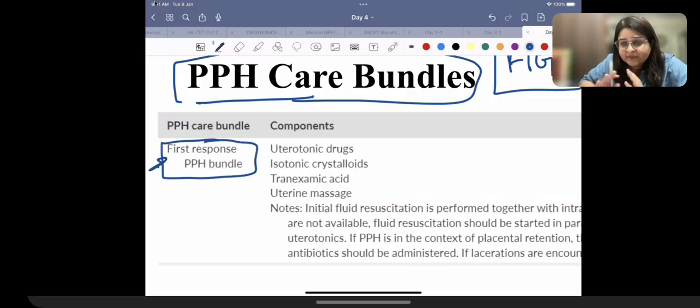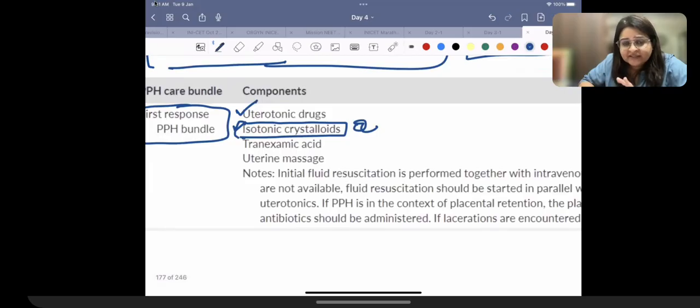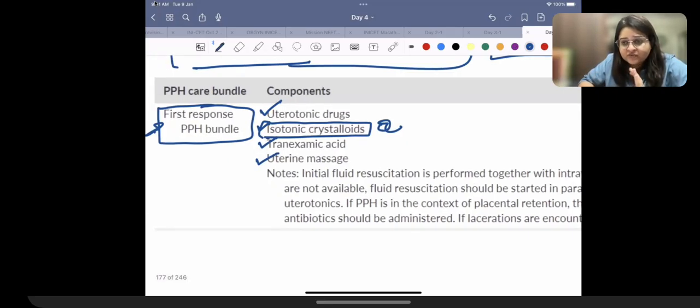सबसे पहले क्या करना चाहिए? PPH हो रहा है, atonic PPH हो रहा है, क्या करना चाहिए? Start giving the uterotonic drugs. Initial resuscitation while you are waiting for blood and blood products. Initial resuscitation should be by crystalloids. This has come as a question already in the INI. Is it colloids? Is it crystalloids? What should you give? You should give crystalloids. Tranexamic acid in the dose I told you should be given, and start uterine massage. So these four are the first response PPH bundle. Give the uterotonic drugs, give tranexamic acid, start crystalloids and uterine massage.